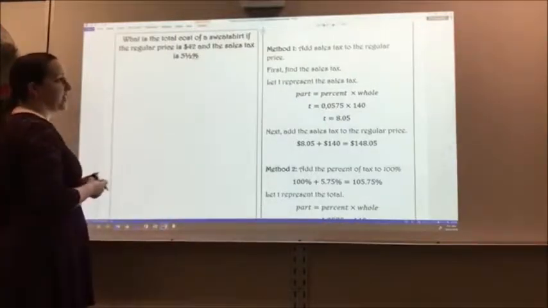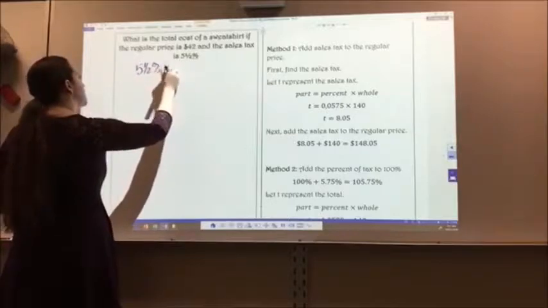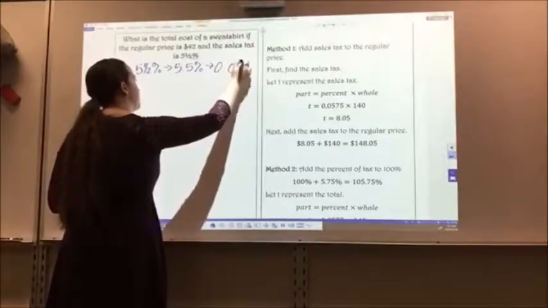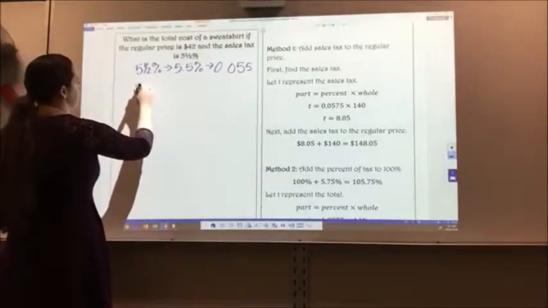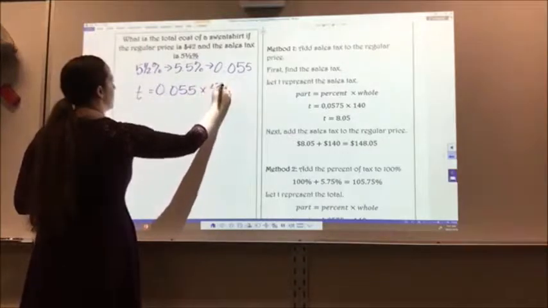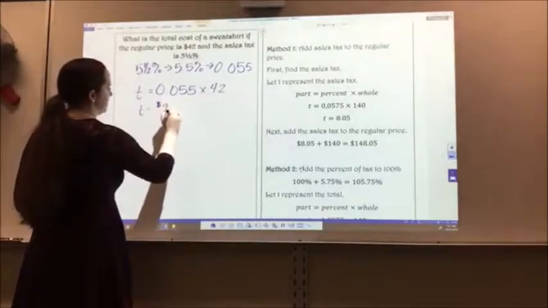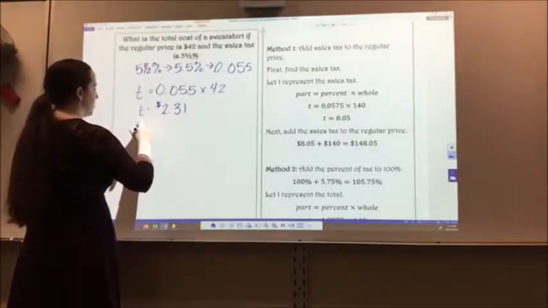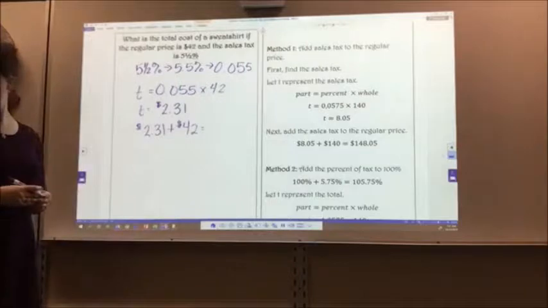The first thing I need to do is find the sales tax. 5.5% I want to change to a decimal, so that's 0.055. That's just information we need to know. So I set it up: T, I'm going to let that be my sales tax, equals 0.055 times 42. When I multiply, that gives me $2.31. Then I add that sales tax to my original amount: $2.31 plus $42 equals $44.31.